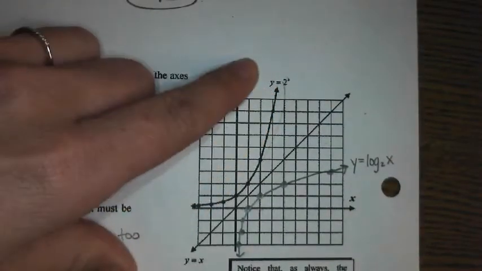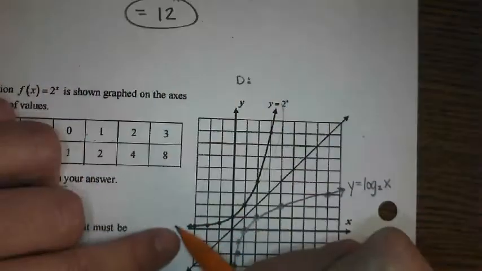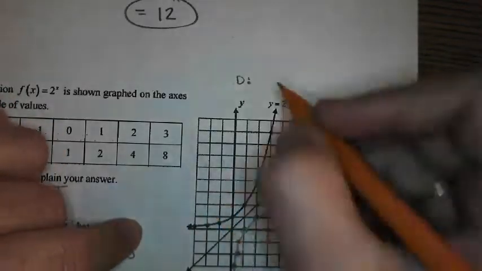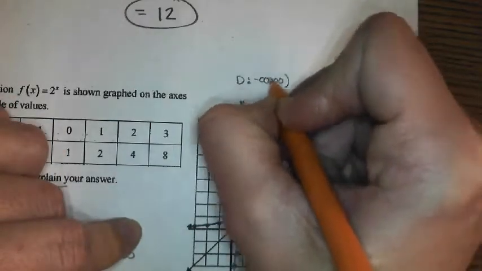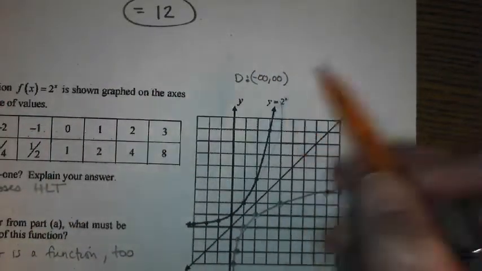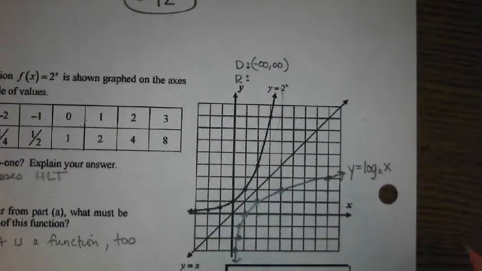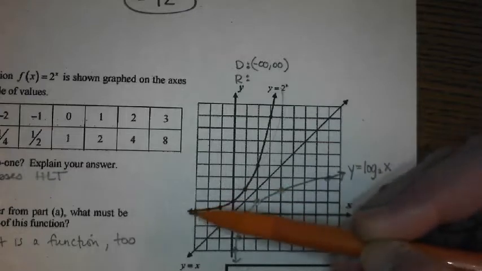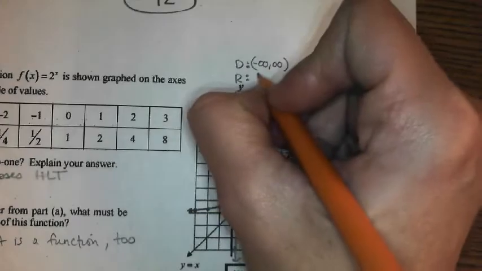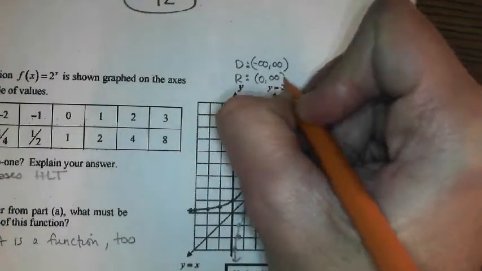Okay. Let's talk domain and range again. For the exponential function, what was the domain? Look at it. Negative infinity to infinity. There is no restriction. We can plug in any x value that we want. But what is the range? The lowest this exponential graph ever gets is 0, but not including 0, so we use a parenthesis, 0 to infinity.